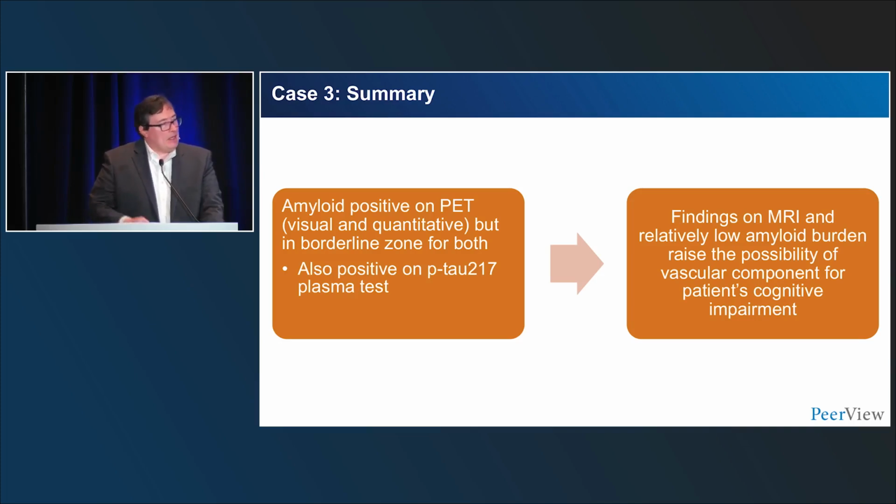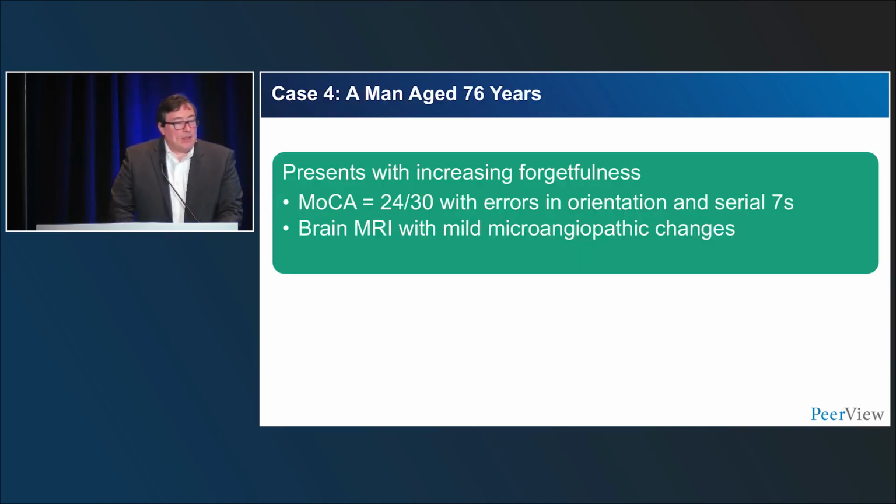And so again, it depends on how severe the cognitive impairment is. This is for the clinicians to figure out. But when there's a discrepancy between low amyloid level and relatively severe impairment, that may be a clue that the patient has a co-pathology. Next case is a 76-year-old man, increasing forgetfulness.